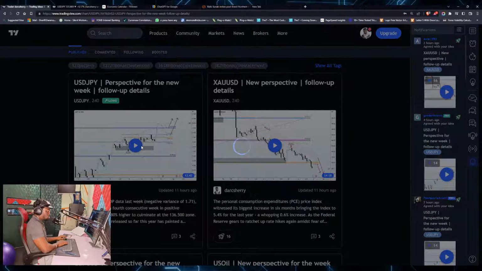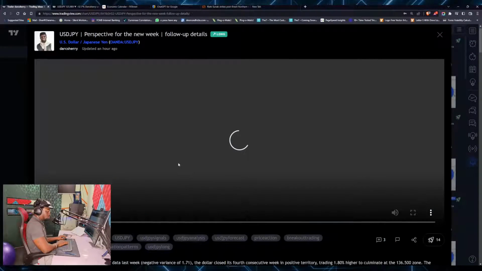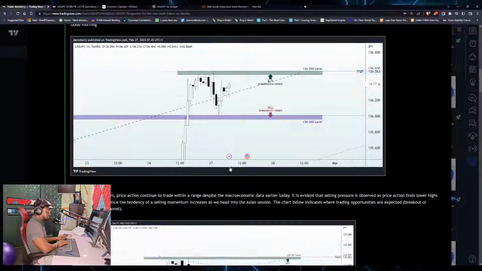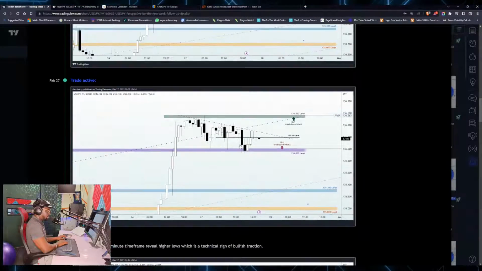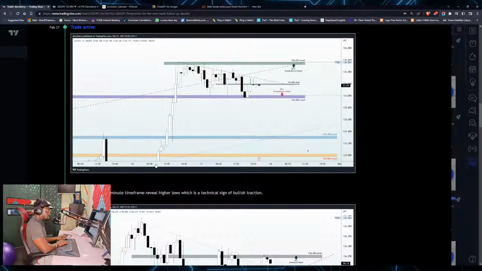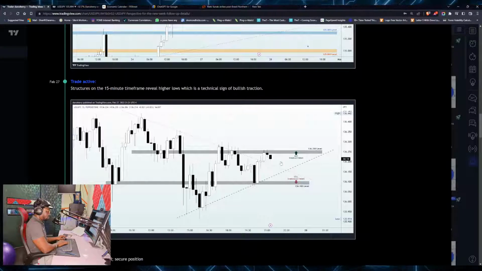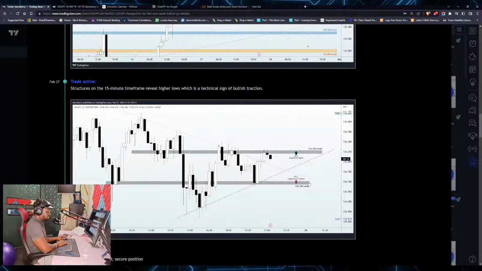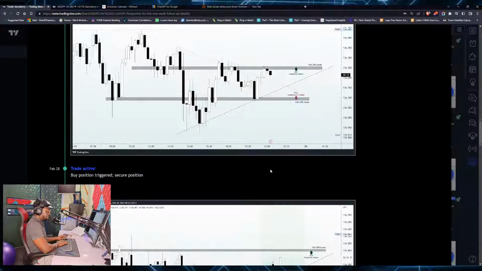So we identified a simple setup on the 15 minutes time frame. Hold on a sec. All right, this is it here. So we were looking out for a breakout of the 136.250 level that was on Monday night to join that bullish momentum here, and this was exactly what happened.